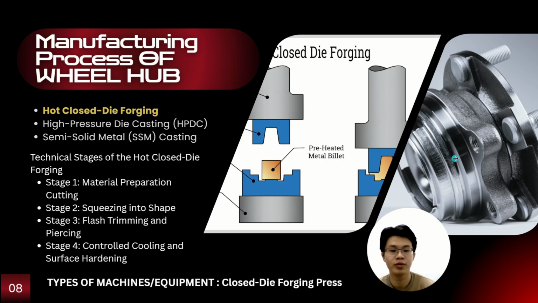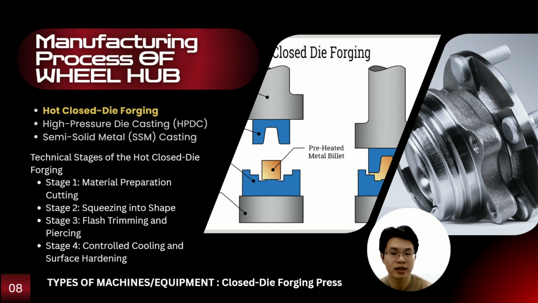Today I will present the manufacturing process for each component in this brake system. Let's start with our wheel hub. The wheel hub just holds your wheel in place, so it has to endure lots of stress. To make it tough, we are choosing a process called hot closed die forging, powered by a closed die forging press.